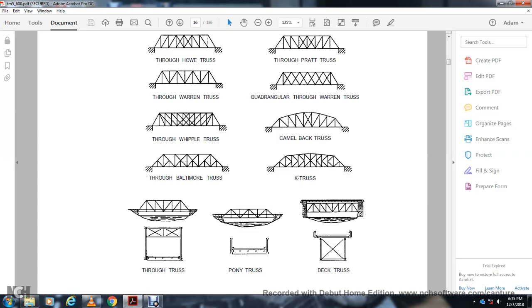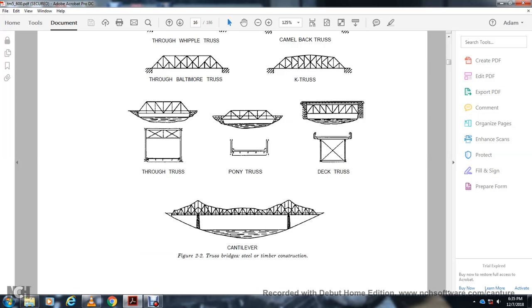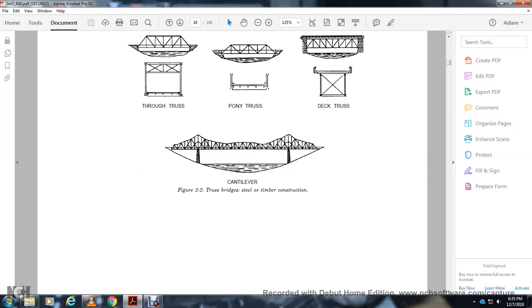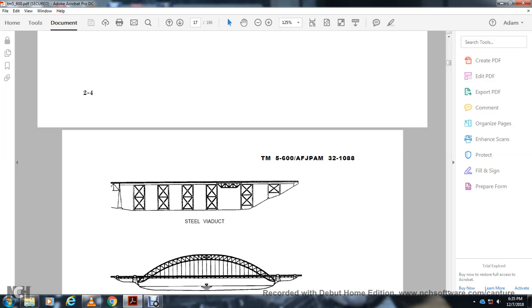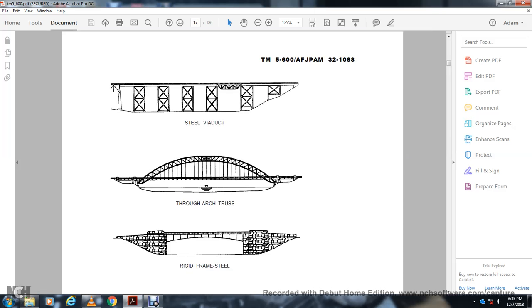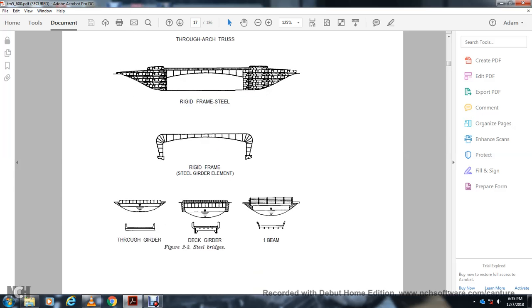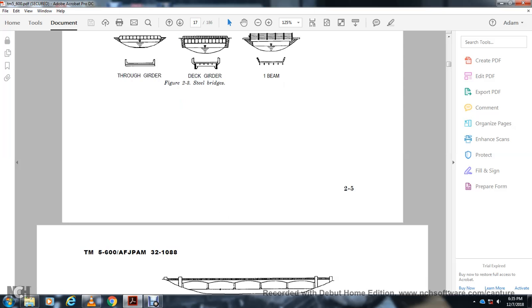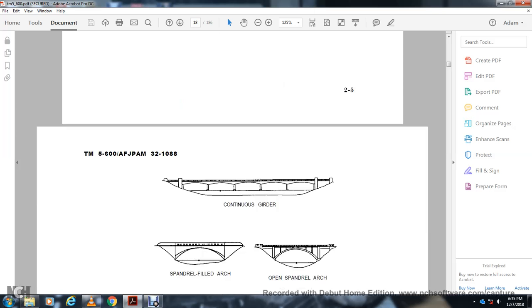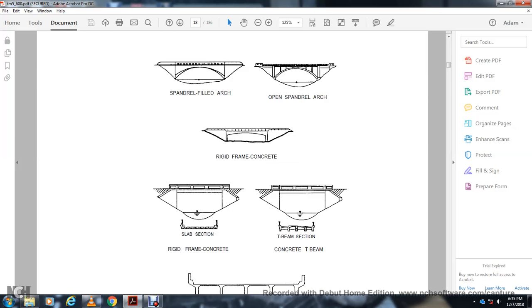And then you have your through truss, pony truss, and deck truss, cantilever truss bridges, and steel timber constructions, and this would be a stayed arch, through arch truss, rigid frame steel, frame steel girder element, through girder, deck girder, and I-beam. Continuous girder, spandrel-filled arch, open spandrel arch, rigid frame concrete. Your rigid frame concrete slab section and T-beam section, concrete T-beam section.